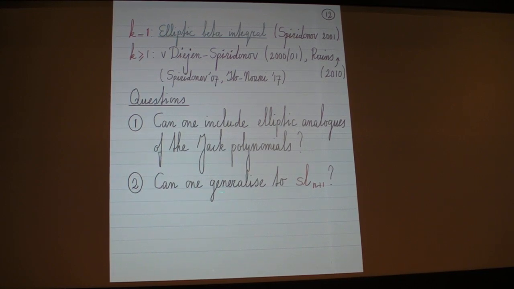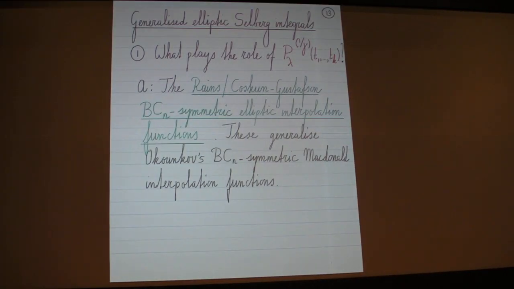All right, so some obvious questions. First of all, in the Selberg case, we could put in Jack polynomials, so we should be able to put in some symmetric functions here. What plays the role of these Jack polynomials? And then of course, this is SL2, so we should pump this up to SL_n or SL_{n+1}, the A_n case, and figure out how to do that. Okay, that's what I'll try to explain.